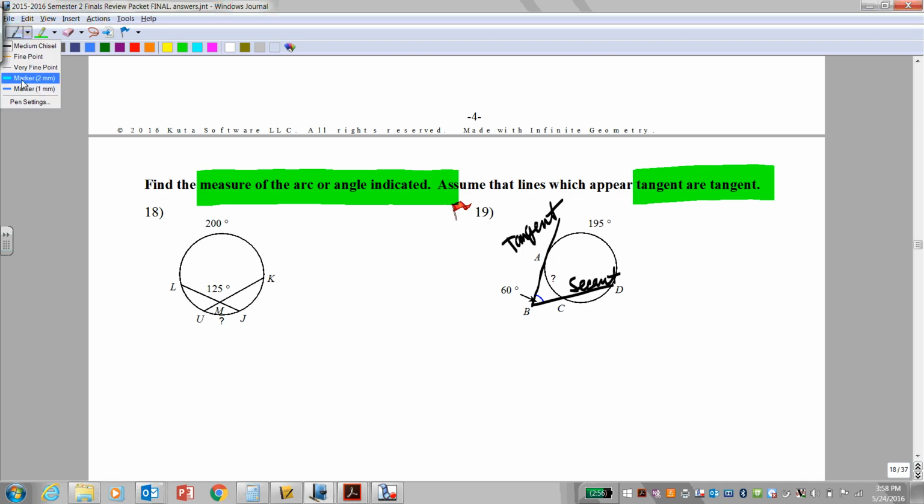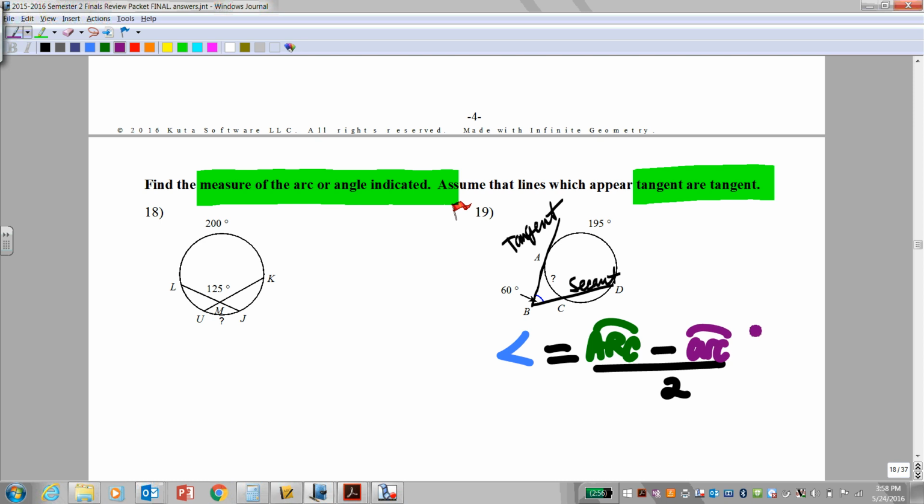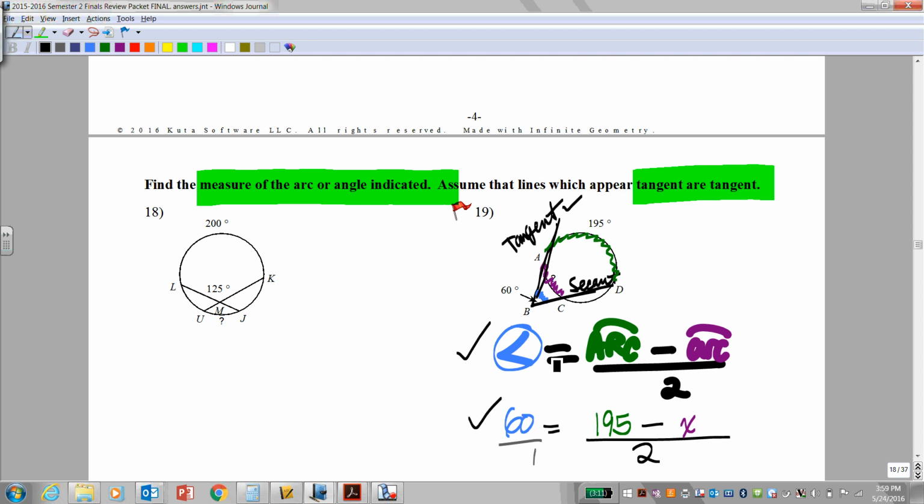So we write it like this. Angle equals big arc minus little arc over 2. Now, circle, plug, chug. Angle equals, so we have your circle angle. Look, oh looky there, we actually have the angle, so we're going to go 60 equals big arc minus little arc, which we don't know. We'll call that x, over 2. Pop that over 1. Let's multiply and solve. So notice what I did. I traced, I identified what kind of angle it was, I wrote the equation, then I circled, plugged, and chugged.